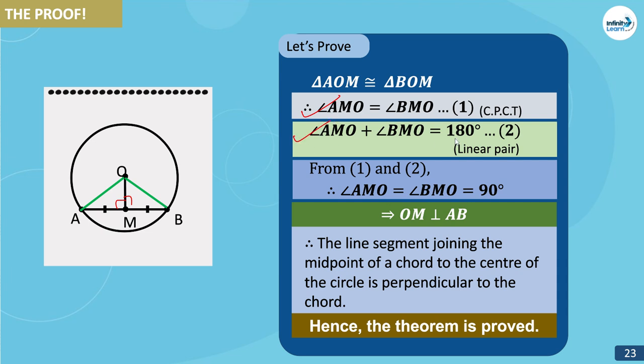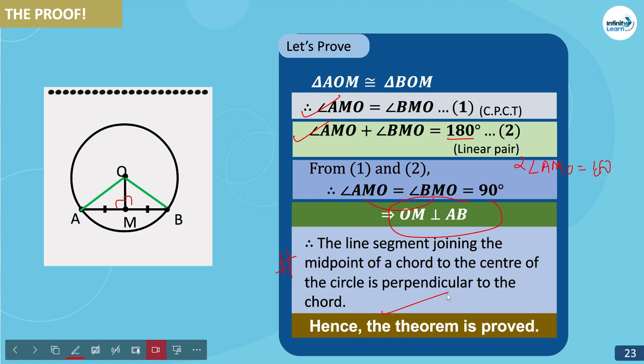The sum of both is 180 by linear pair. If both are equal, therefore angle AMO plus angle AMO equals 180 degrees. Twice angle AMO equals 180 degrees. Therefore, the value of angle AMO equals 90. That is, OM is perpendicular to AB. So the line segment joining the midpoint of a chord to the center of the circle is perpendicular to the chord. Hence, the theorem is proved.